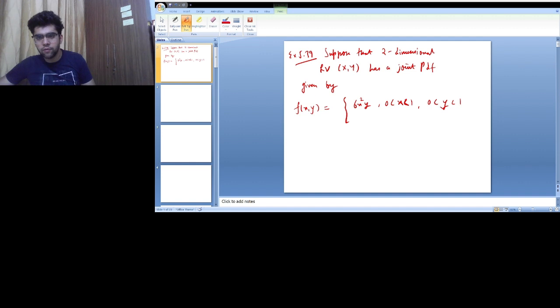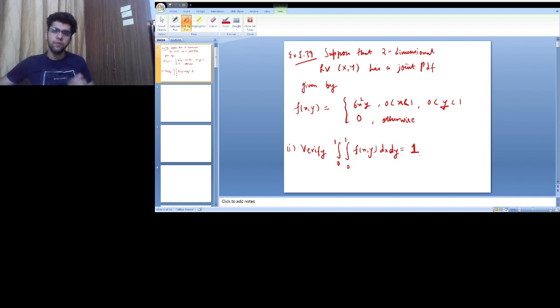So both x and y lie from 0 to 1, right? This is 6x²y and 0 otherwise, right? 0 otherwise. So the first part says to verify that this joint PDF is valid, so this basically says to prove that the area under the curve is equal to 1.